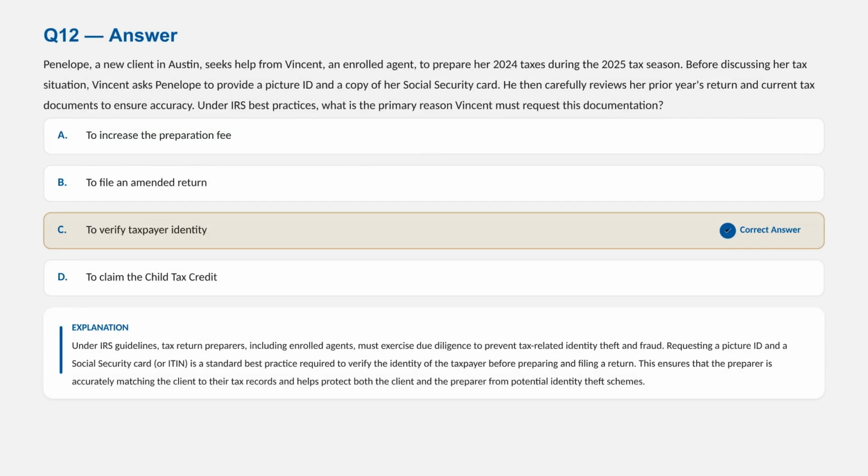The correct answer is C. To verify taxpayer identity. Under IRS guidelines, tax return preparers, including enrolled agents, must exercise due diligence to prevent tax related identity theft and fraud. Requesting a picture ID and a social security card or ITIN is a standard best practice required to verify the identity of the taxpayer before preparing and filing a return. This ensures that the preparer is accurately matching the client to their tax records and helps protect both the client and the preparer from potential identity theft schemes. Great. Now let's move to our next question.